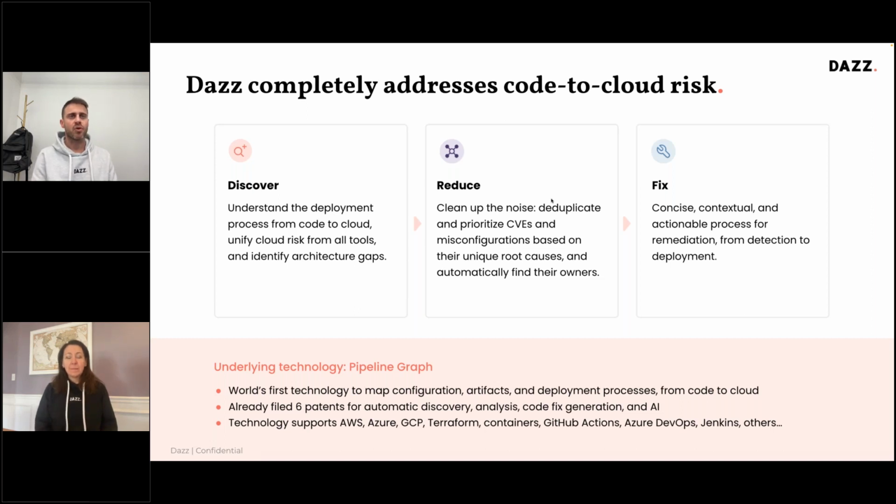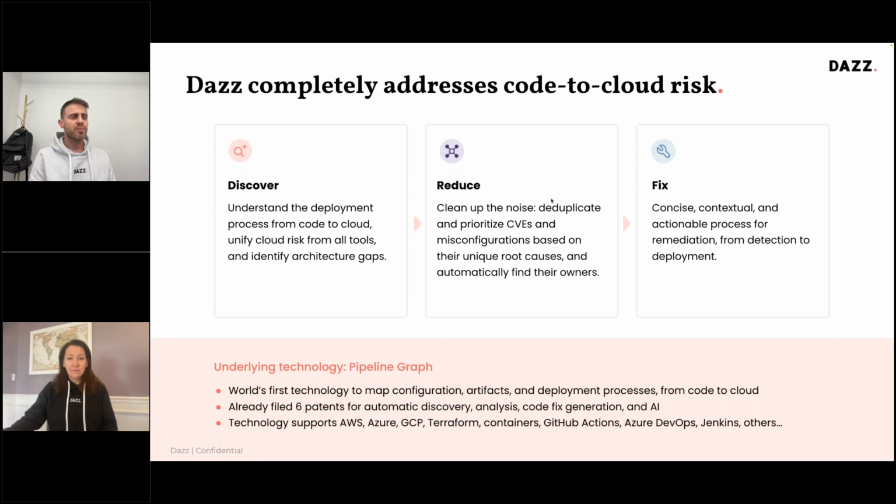So they have a lot of noise. Those tools generate tens of thousands of alerts at times, and hundreds of thousands in some other cases. So it's really important to clean up all of this extra noise. We know how to deduplicate and prioritize alerts by CVEs, misconfigurations, by unique root cause, that we do at DAS, and we automatically find the owners of the problem.